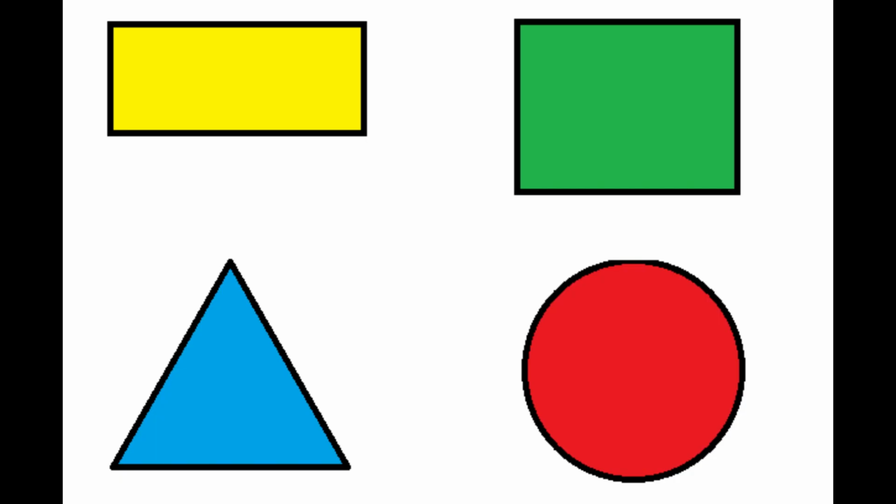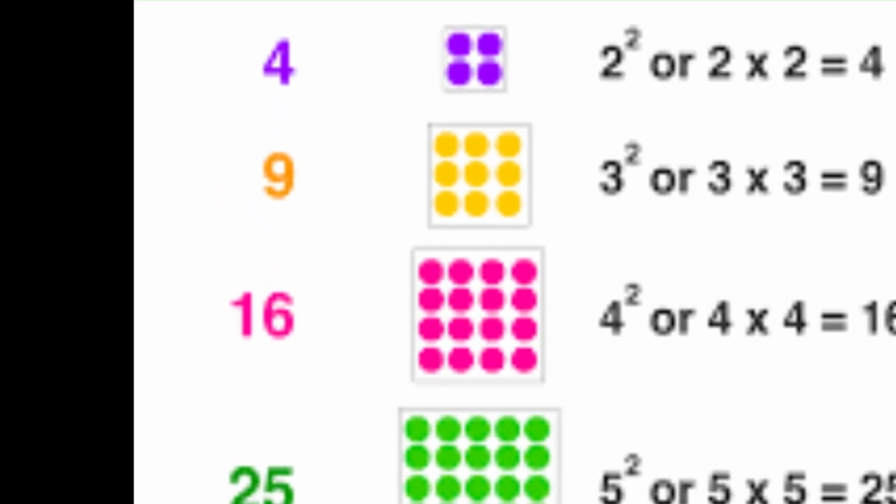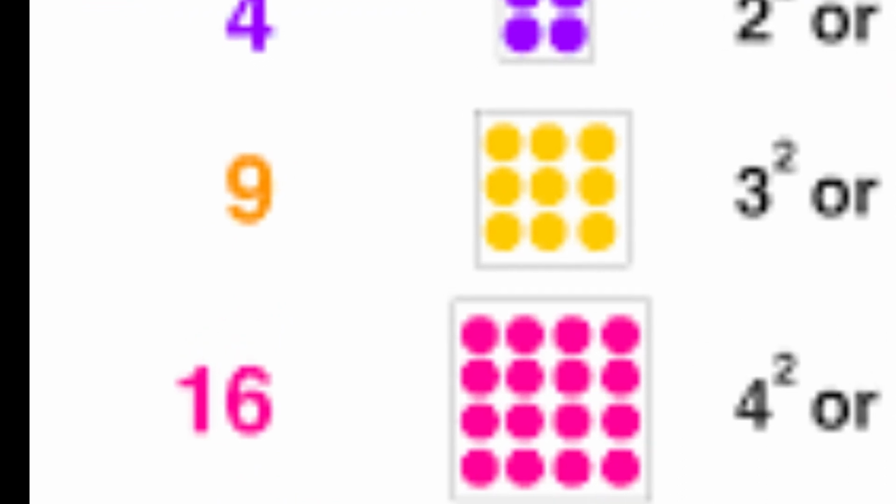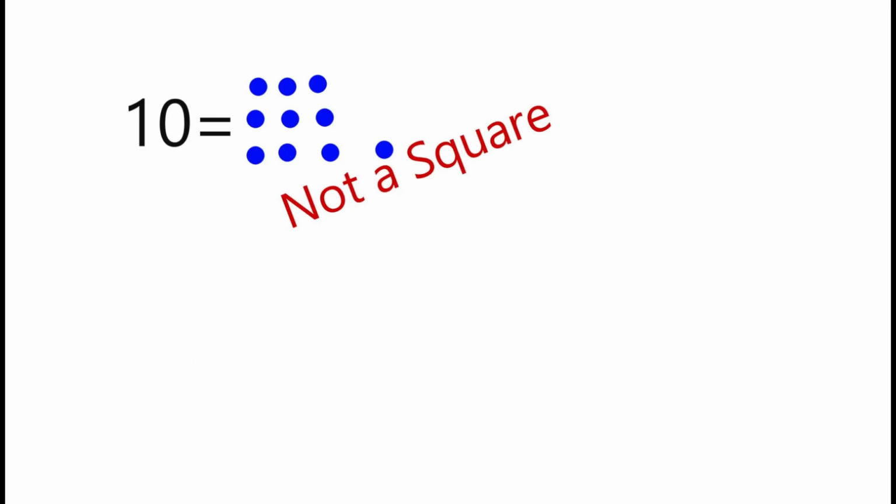Next up, we have the shape numbers. The way these work is that if you could change a number into dots, and those dots can form a shape, then the number is a (shape name) number. For example, if you take 9 and turn it into 9 dots, these 9 dots can form a square. So 9 is a square number. If you take 10 and turn it into dots, 10 cannot form a square. 10 is not a square number.